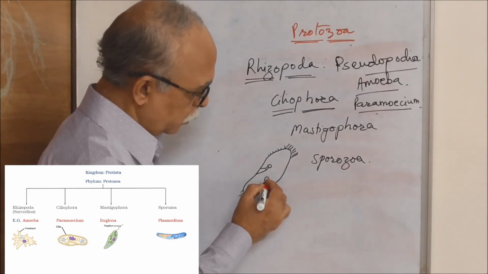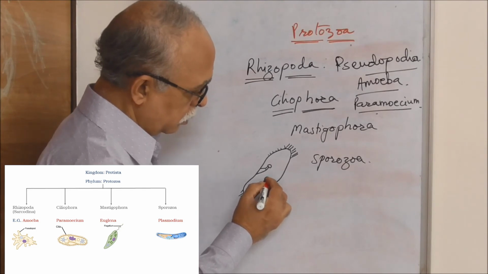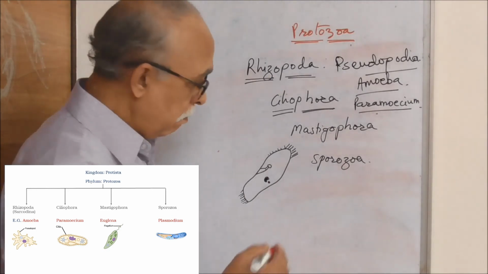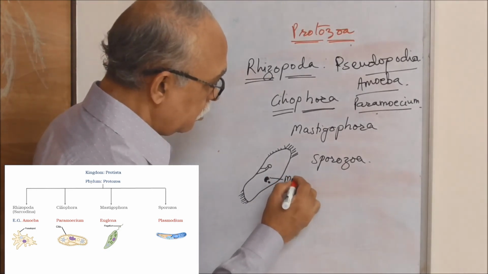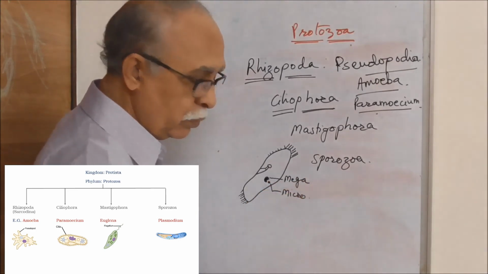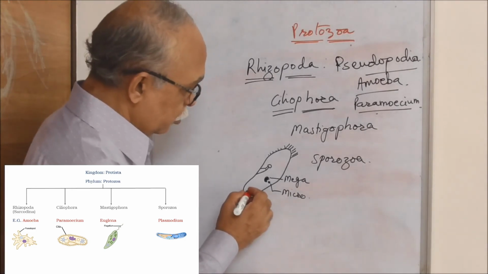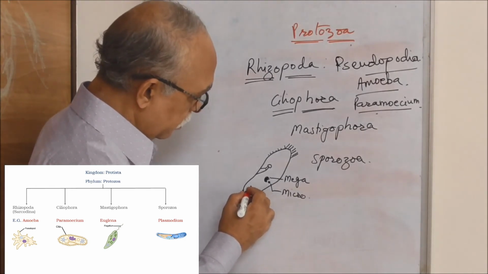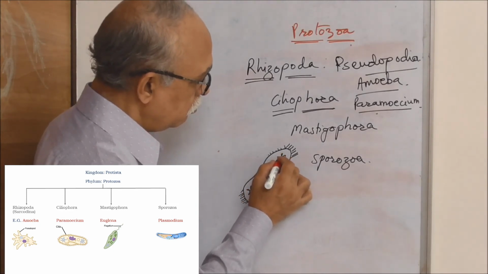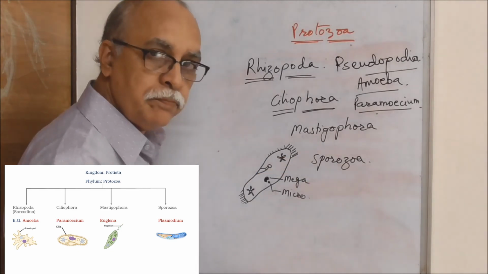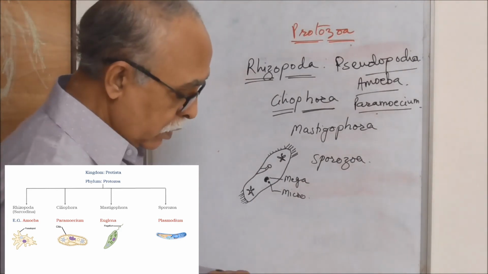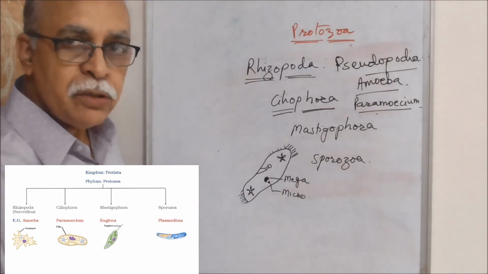Now this is a protozoan with two distinct nuclei. A more or less kidney shaped meganucleus, mega means large, and small spherical micronucleus. Two prominent contractile vacuoles will be there. Here is mouth of the cell. Now this is broadly what paramecium looks like.